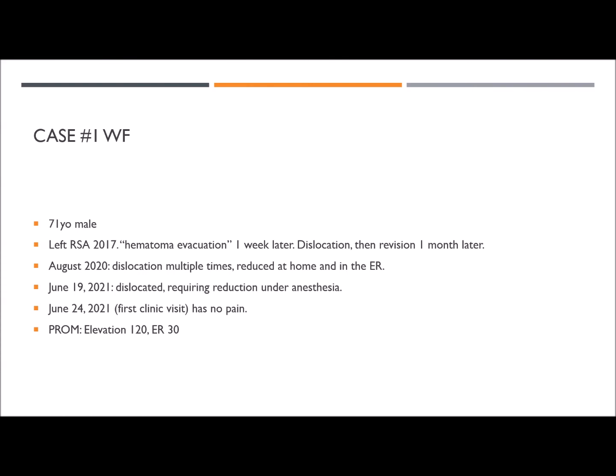In June 2021, he had a dislocation, which required him to go to the ER, and then had to have the reduction under anesthesia. So the first day that we saw him in clinic was June 24th, 2021, 5 days after that dislocation, no pain. This is passive range of motion, but he had pretty decent active range of motion as well at that time, just 5 days out from that dislocation. So you can go to the next slide.